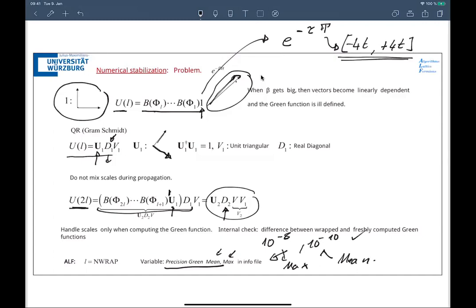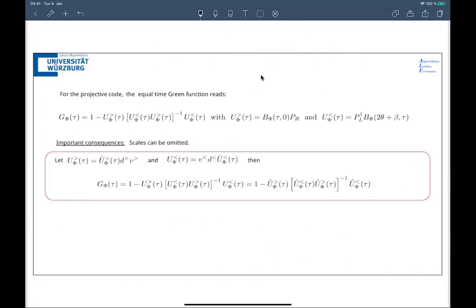The present version of the ALF will stop. I don't know who implemented this, but I did not, but I know that it does now. It stops if the precision is bad. It will just stop right away and give you an error message. So just be careful about these two numbers. If you get weird results, go to the info file and try this out.